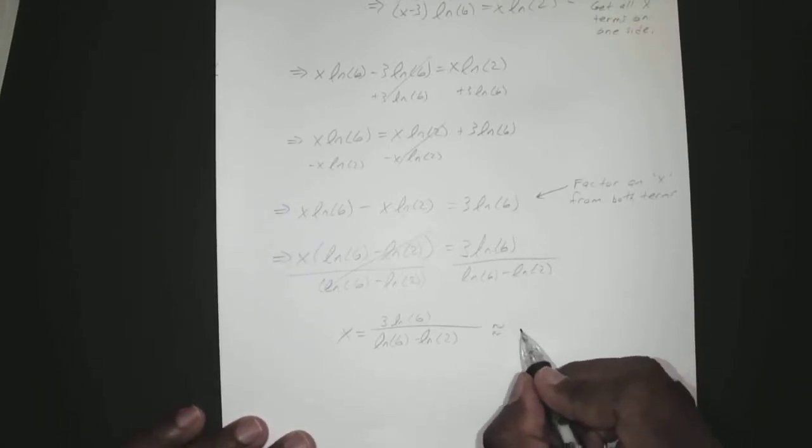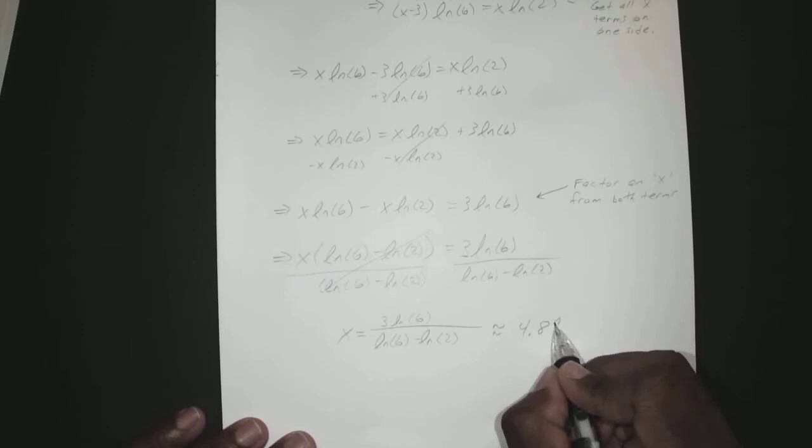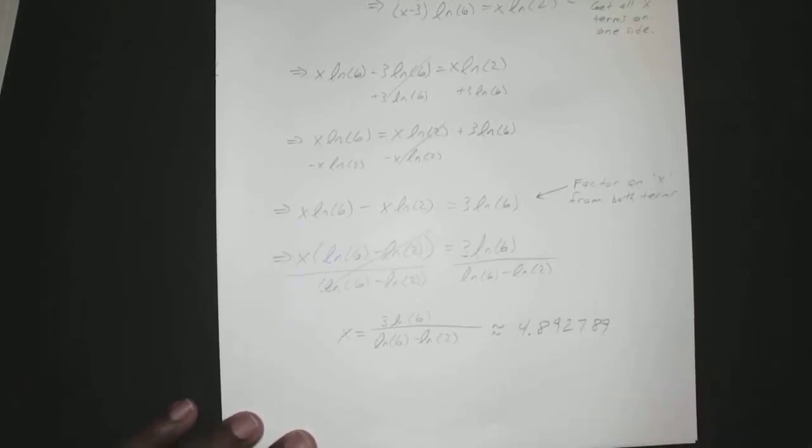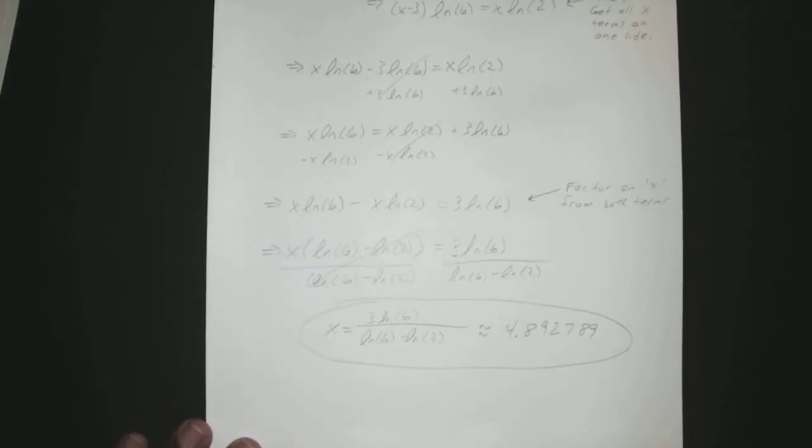But if you plug that into your calculator, it will end up being some value 4.892789, keeps on going and going and going. Okay, so on the exam, that will be your final answer. On the homework, they may ask for the decimal answer. All right, so any questions on that one? Okay.